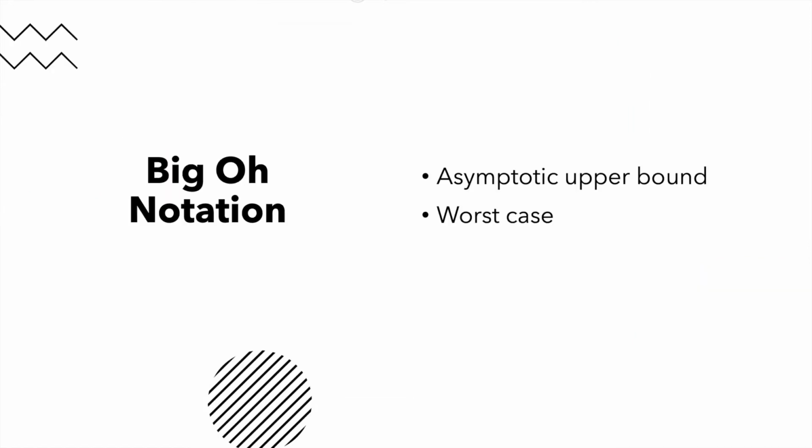The first type of bound is big O, which describes the upper bound of the complexity. Big O measures the longest amount of time it could possibly take for an algorithm to complete, so it gives the worst-case complexity of an algorithm.